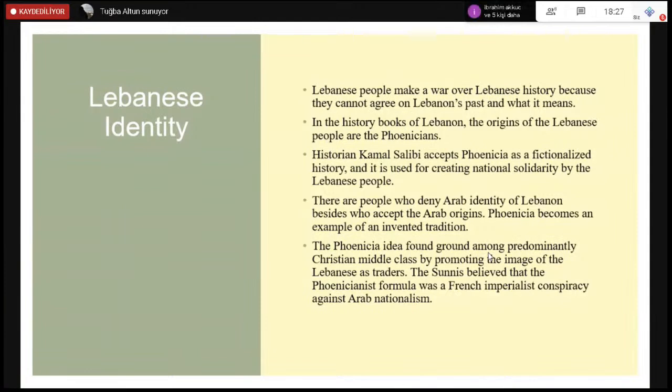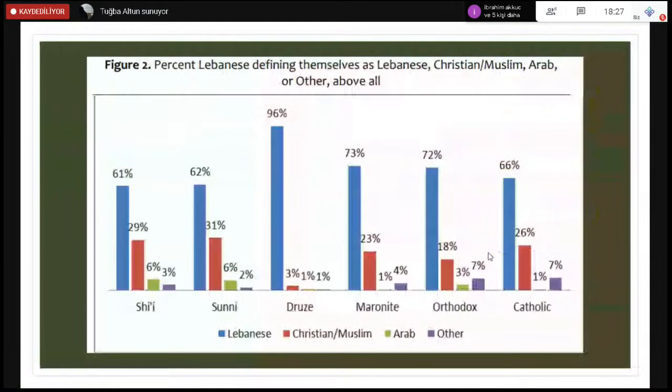And we see here a graph. It is from the study of sectarianism and counter-sectarianism in Lebanon by the Population Studies Center report, and the survey was done in 2008. Here we see that Druze define themselves as Lebanese more than others, and Sunnis and Shiites more define themselves with their religious identities. We see here that they don't want the division, the separation among them.